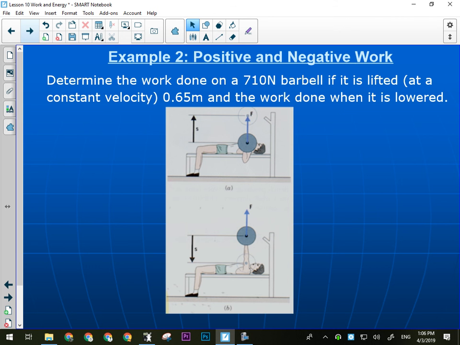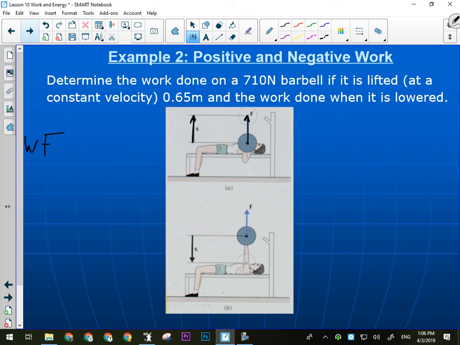But let's look at this from a physics perspective. The barbell weighs 710 newtons. So how much force do I have to exert to lift it? 710 newtons. If I'm going to lift it at a constant velocity, I have to exert the same amount of force upwards. The force is exerted in the same direction as the barbell is moving. So what's theta in this case? 0. There's no angle between them. They're parallel.